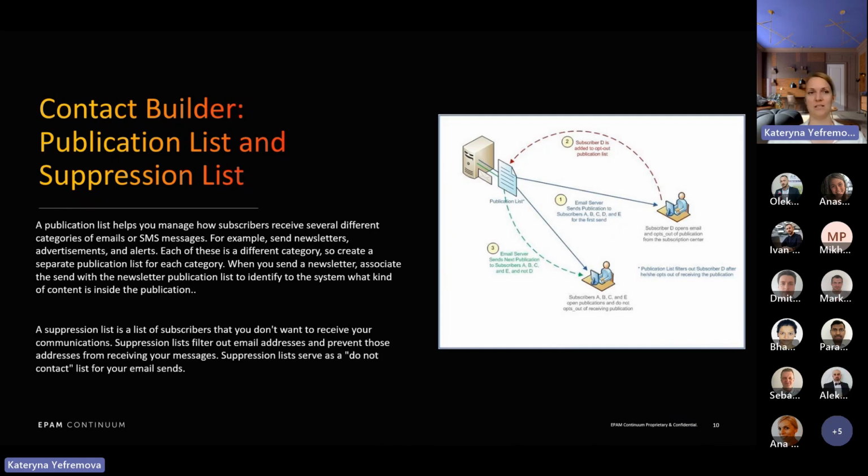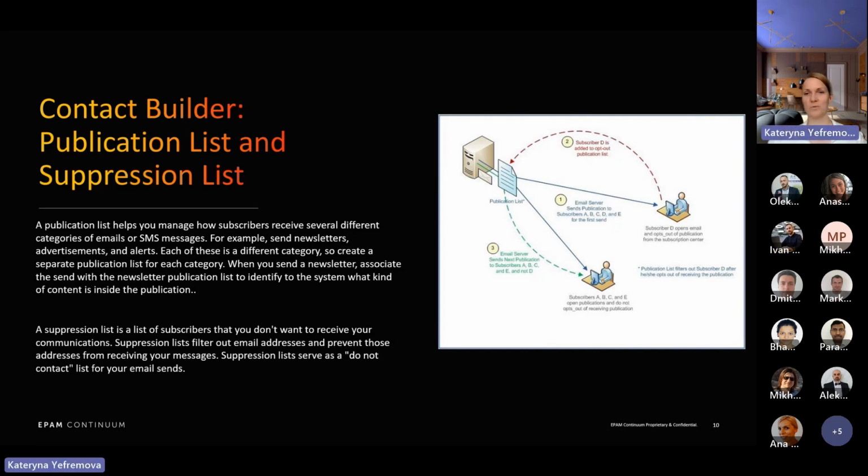Do you have any questions here about audience? Hi, Katerina. I would like to ask a question about the publication list example that you described. When on this graph, subscriber D opens the email and opts out of a publication, do we inform him that he opts out only from one publication list, but not from all publication lists? Maybe he doesn't want to get any notifications at all.